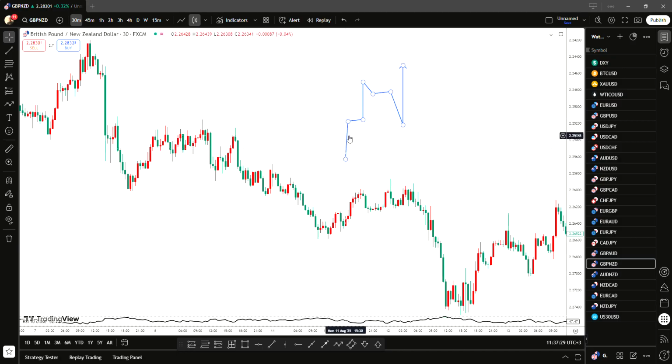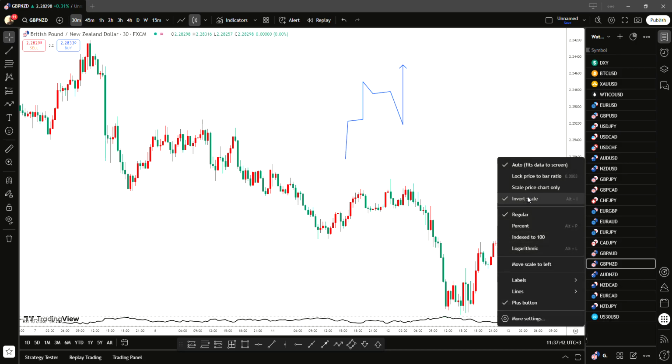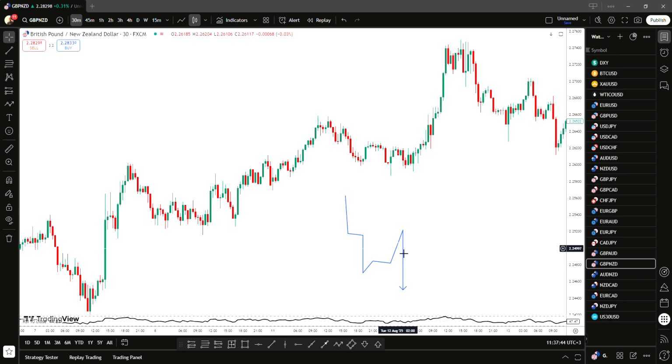Price will go up, make a base, go up again. So we want to use this as our demand zone. Price will come, tap into our zone, and then goes to the upside. And you'll have to hold your trades until price gives you a new higher high or a new lower low. That is going to be your take profit.